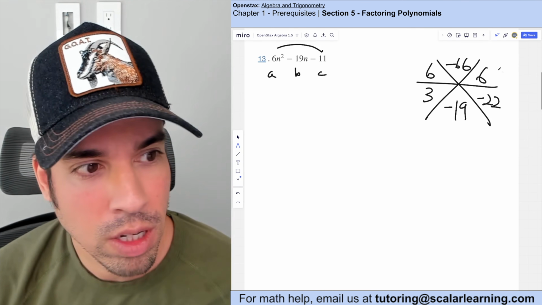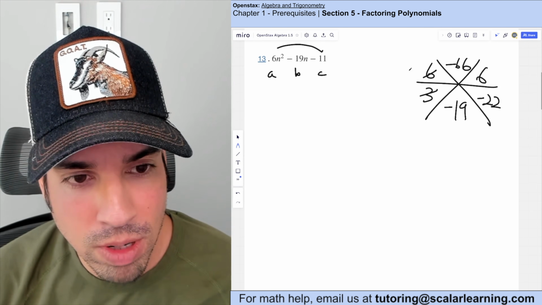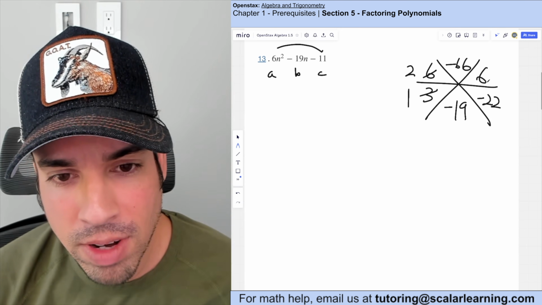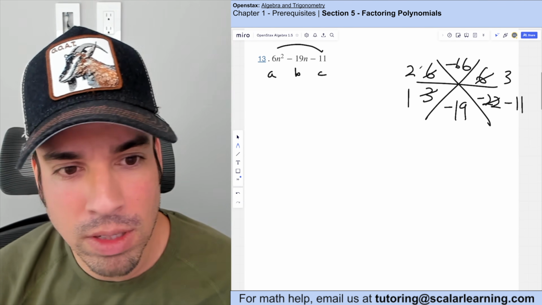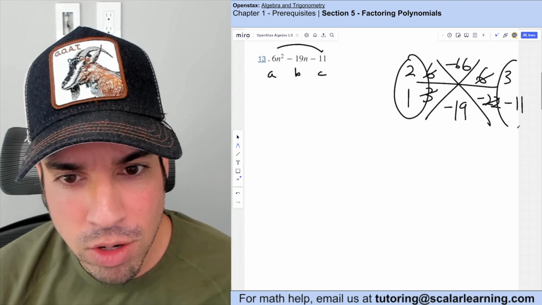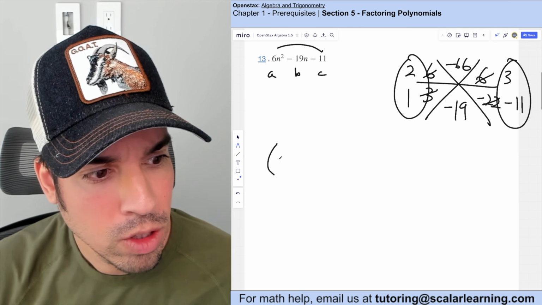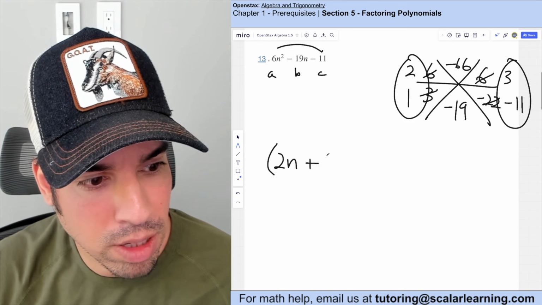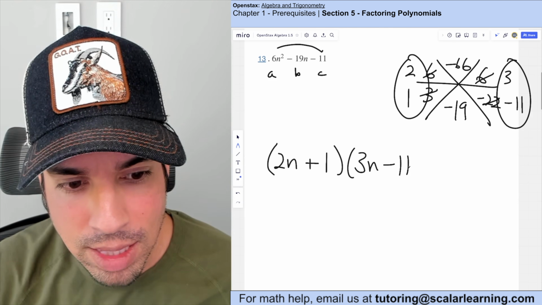Then I'm going to reduce the top and the bottom like so, as if they were fractions. So I'm going to divide these both by 3, and I get 2 and 1. I'm going to divide these both by 2, and I get 3 and negative 11. So here are the binomials that will be in factored form. So again, the top part goes with the variable. So I've got 2n plus 1 times 3n minus 11.